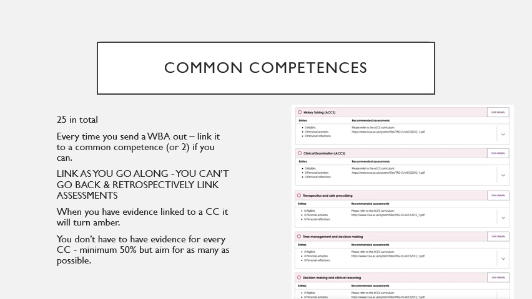You don't have to have something linked to all 25 of these common competencies by the end of the year. The requirement is only to actually have linked pieces of evidence for 50% of them, but try and get as many as you possibly can by the end of the year with some sort of evidence attached.